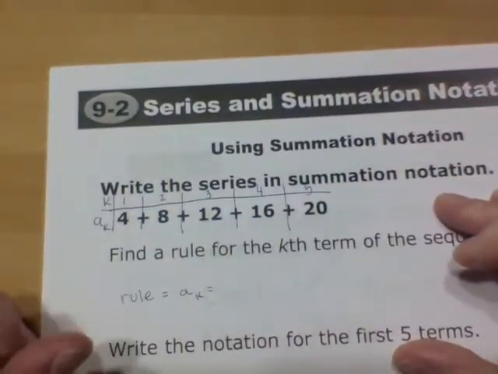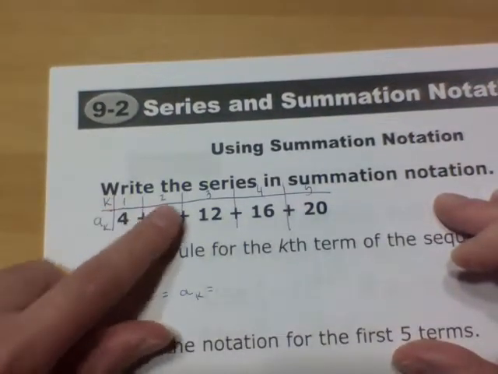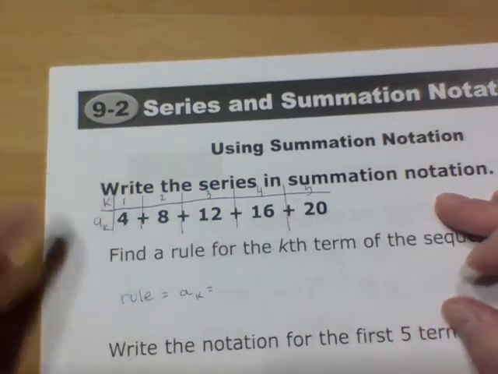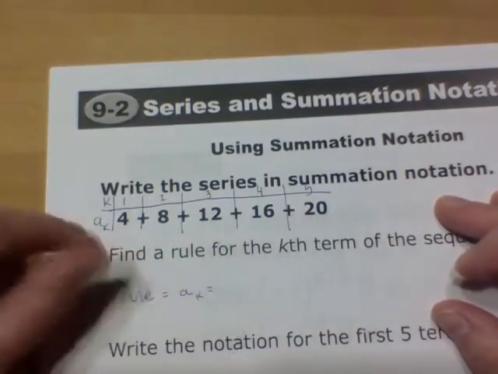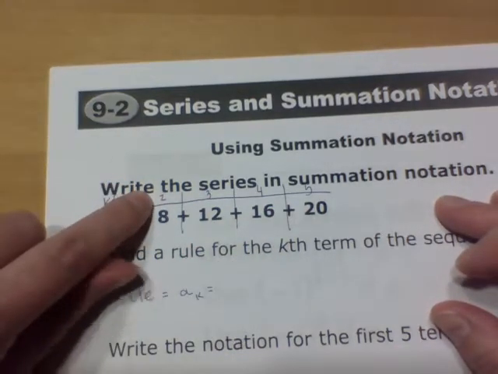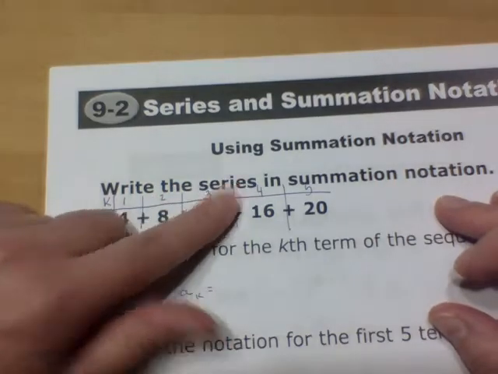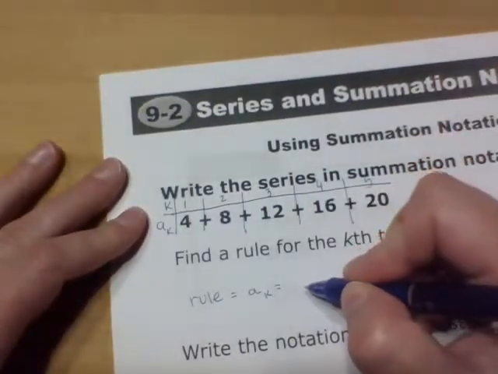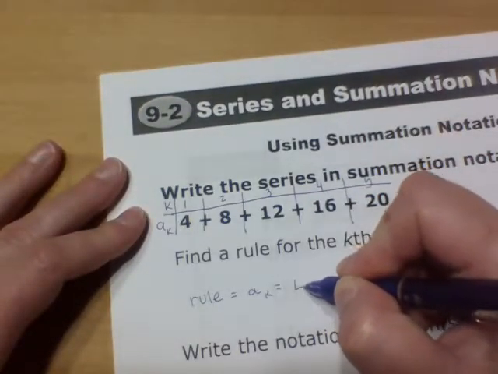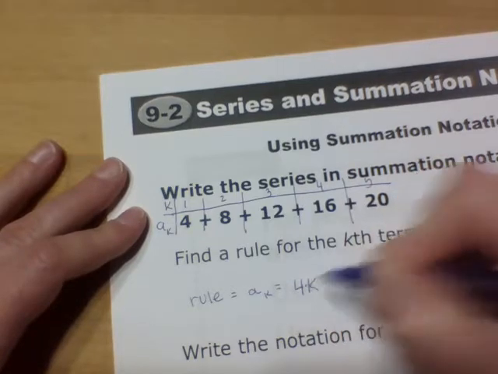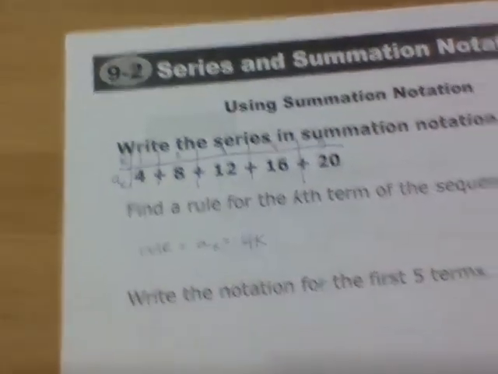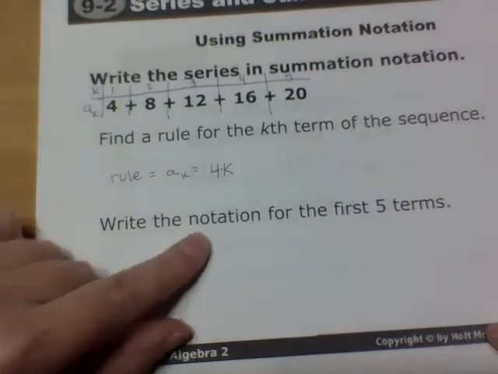And so hopefully you can realize that that means that you're just going to take the k value and each time multiply by 4, right? 1 times 4 is 4, 2 times 4 is 8, 3 times 4 is 12, 4 times 4. So that means that you're going to take the k value and multiply by 4. So that's our rule. So now that we have our rule, we're going to write our notation.